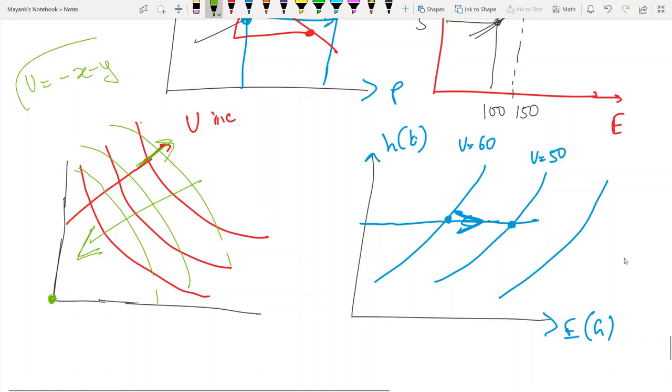I am saying both goods are bad. You can say utility is minus under root xy. Again, both goods are bad. You can say utility equals minus x square minus y square. Again, both goods are bad. But when you plot these curves, you see that this is a straight line, this is convex, and this is concave. They are all cases of both goods being bad.